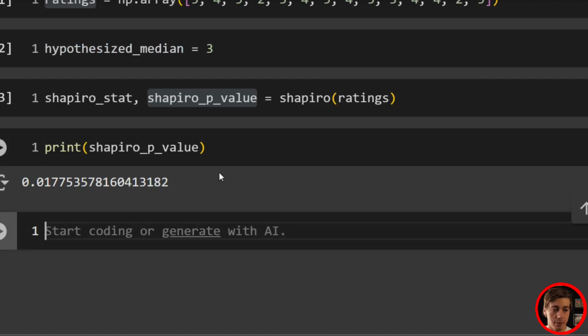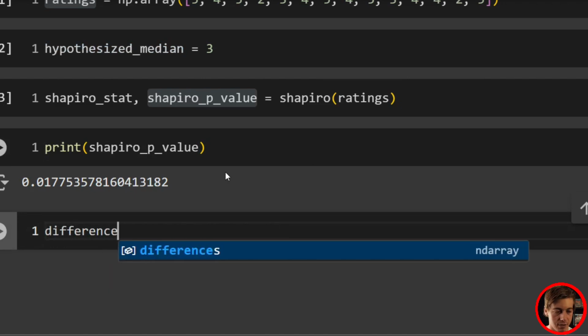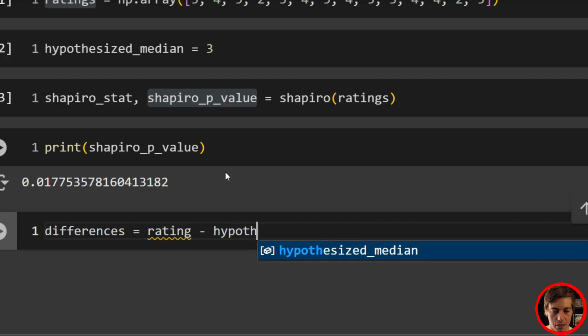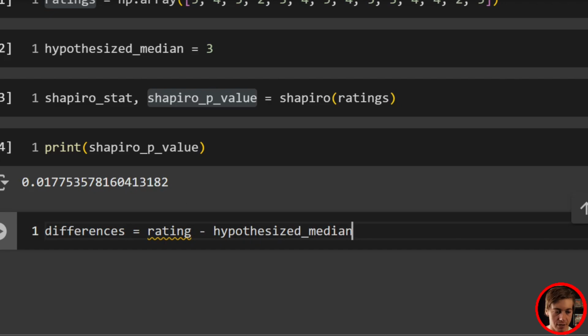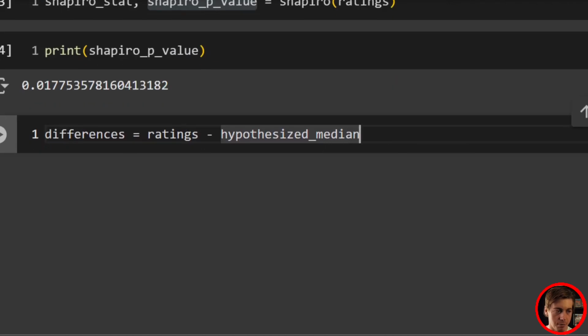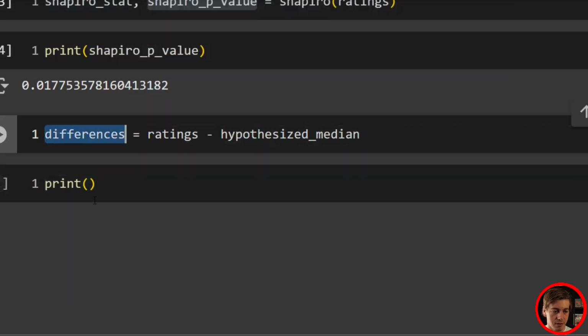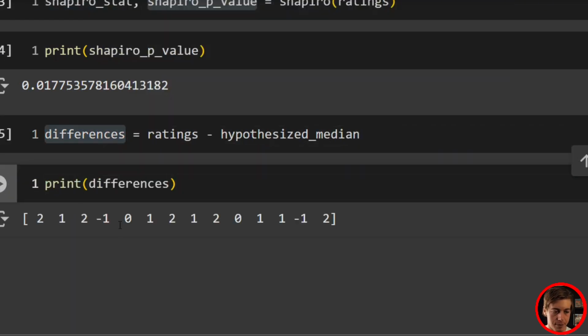And what we want to do now is find our differences. So like before, just make sure you're consistent on how you calculate this: ratings minus hypothesized mean. This also does matter when you're going with specific tail directions. If you're just looking for the difference, it doesn't matter as much, but when you're going for tail direction, it does. So you have ratings minus hypothesized median, and then we'll print out our differences just to show you that we're going to have zeros here, right? 1, 2, yeah, 2 zeros.